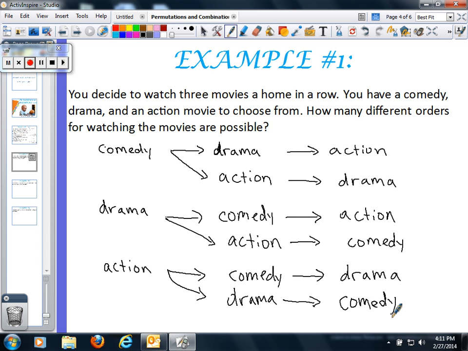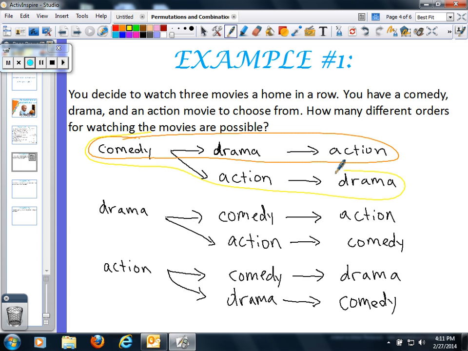Okay? So now how many different options do we have? Well, here is one. Here is number 2.